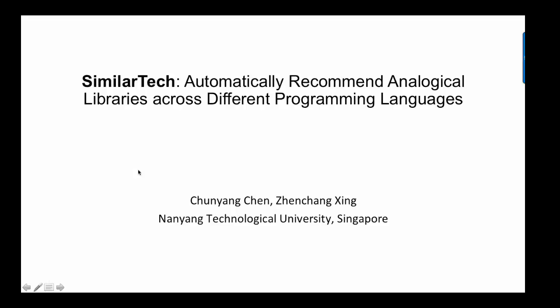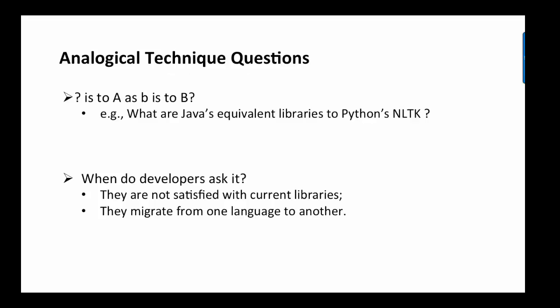So today we are going to introduce a new tool called similarTech. It can be used to automatically recommend the analogical libraries across different programming languages. So firstly, what are analogical technique questions? For example, what are Java's equivalent libraries to Python's NLTK? NLTK is a library in Python, so we want to find the Java's equivalent ones.